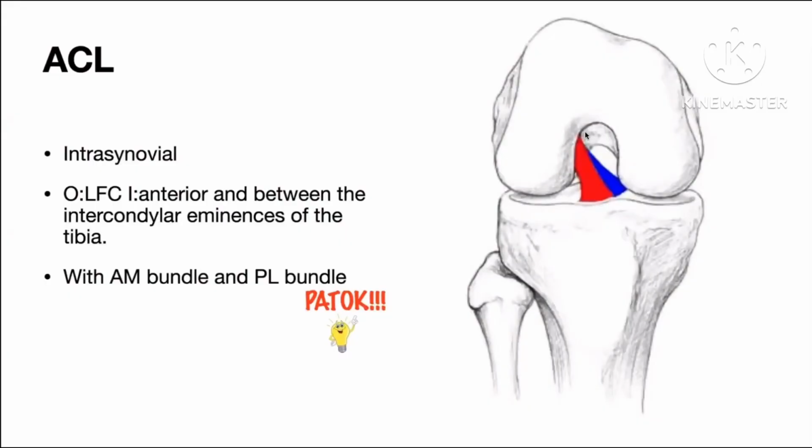So again, the ACL is intrasynovial. Its origin is lateral, and its insertion is anterior and between the intercondylar eminences of the tibia. I said earlier that you have an anteromedial bundle that is tight in flexion and primarily responsible for the anterior plane function of the ACL. The PL bundle is tight in extension, and if you want to test the PL bundle, you do the pivot shift.